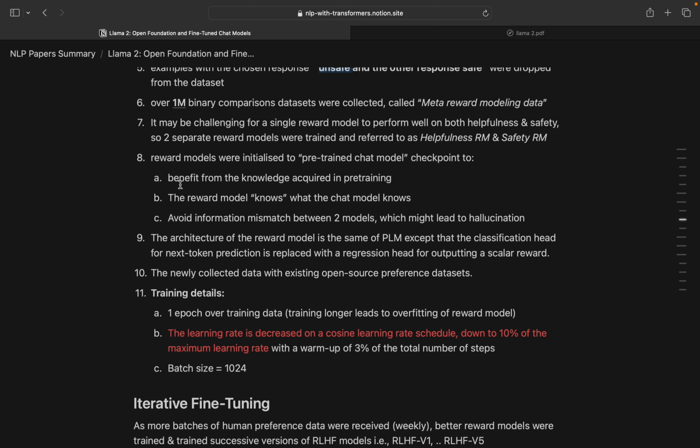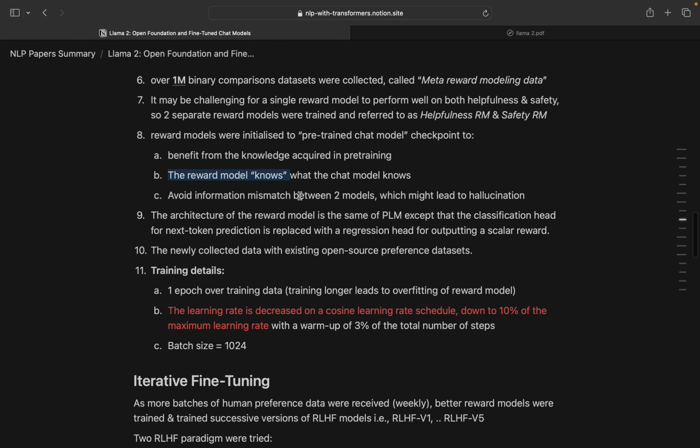There is also a very good and logical reason. It makes a lot of sense when they mention that they do this because whatever the reward model knows has to be exactly the same as whatever the chat model knows. In case it doesn't, there could be chances of hallucination. So just to make sure that there is no hallucination and other related challenges, both of the reward models have been initialized to the pre-trained chat models.